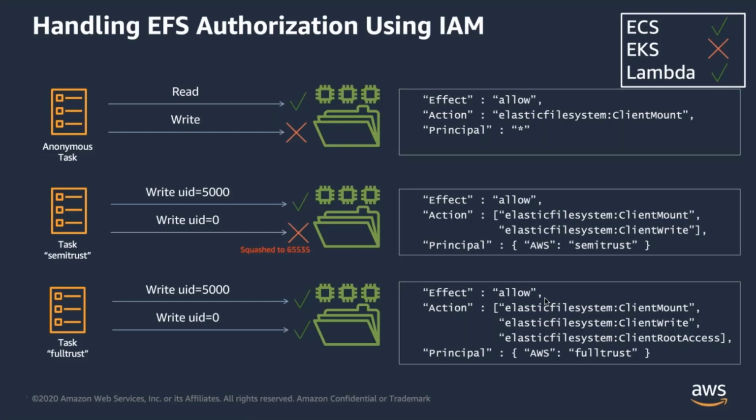In the middle, the task semi-trust is a task that we trust for most things, but we don't trust them to read and write as an administrator or as root. So here we've given that application the client mount and client write access or actions. And what that means is it can write using a user ID of 5,000 or really anything other than user ID of 0, which you see here is squashed to a well-known user ID of 65535. So essentially what we've done is prevented that task from doing any administrative or root operations on their file system.